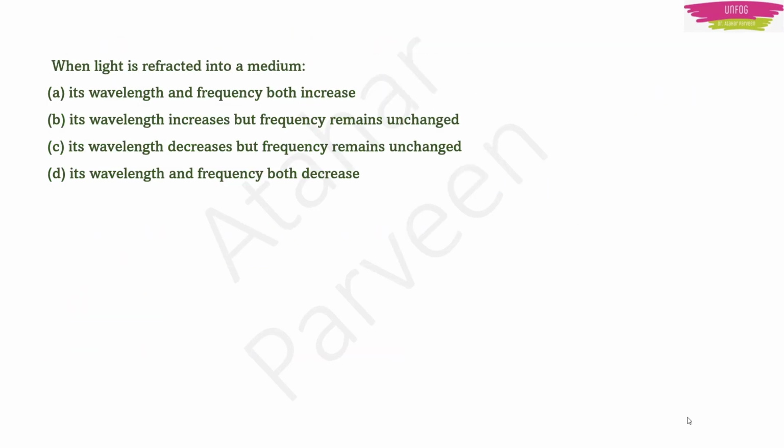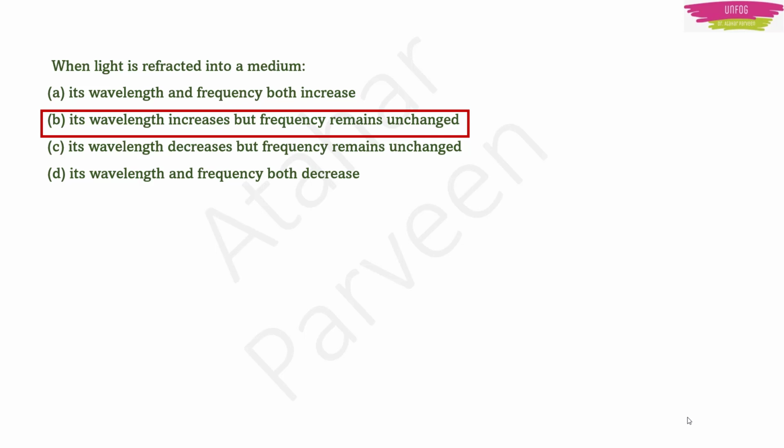Next question. When light is refracted into medium, its wavelength and frequency both increase. Its wavelength increases but frequency remains unchanged. Its wavelength decreases but frequency remains unchanged. Its wavelength and frequency both decrease. See, don't go into options. You know what is happening in refraction, right? Its wavelength will increase but frequency will remain unchanged.